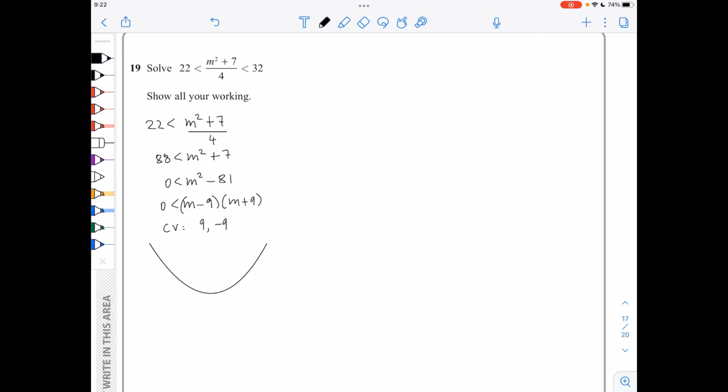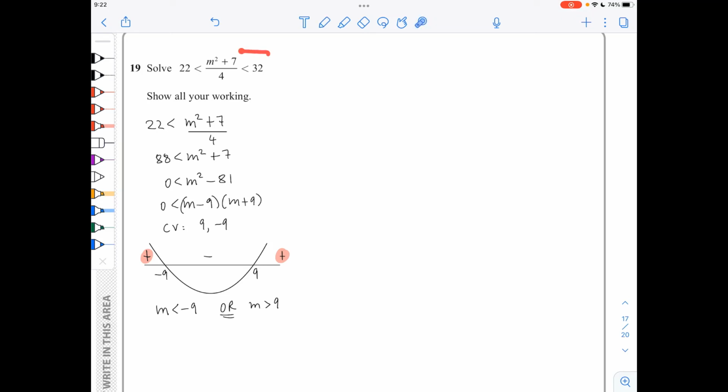It's a quadratic inequality. We always sketch the parabola here, cutting at -9 and 9. It goes from plus to minus and then again plus, and we want to be greater than 0. So we want the plus region. So we want m less than -9 or m greater than 9.